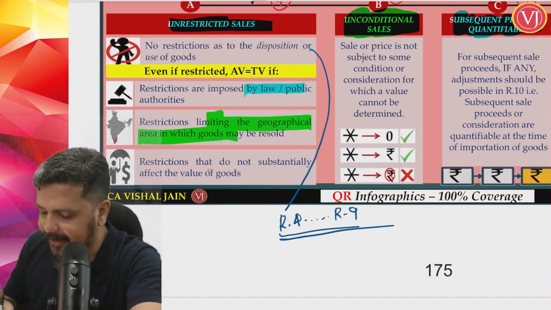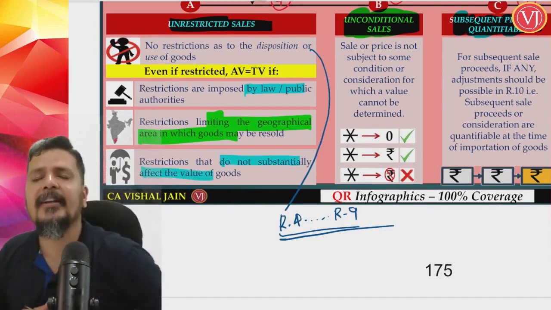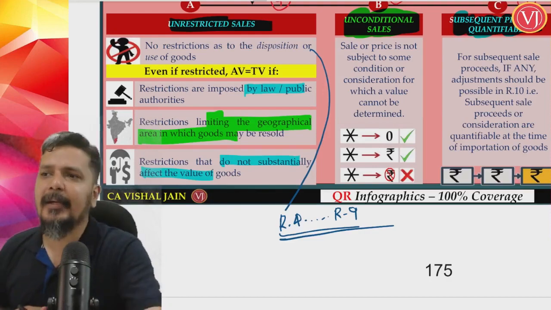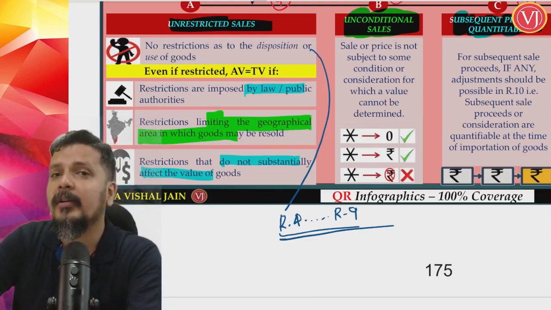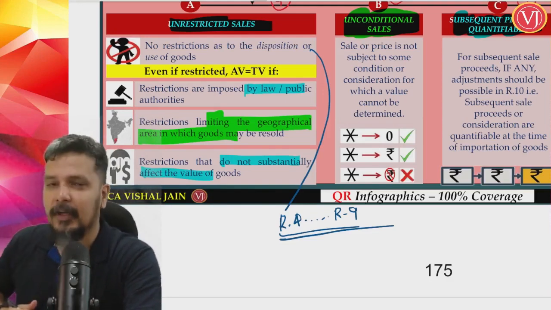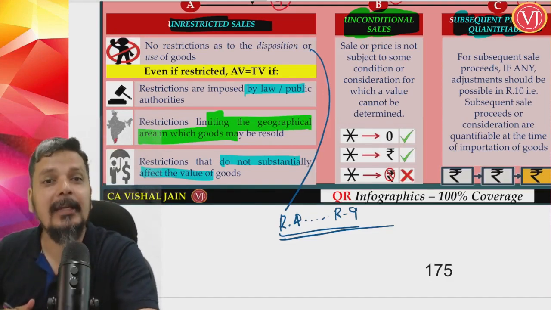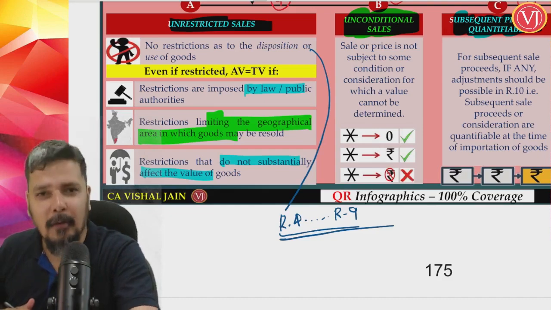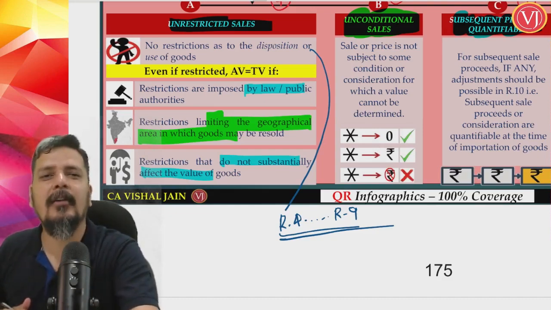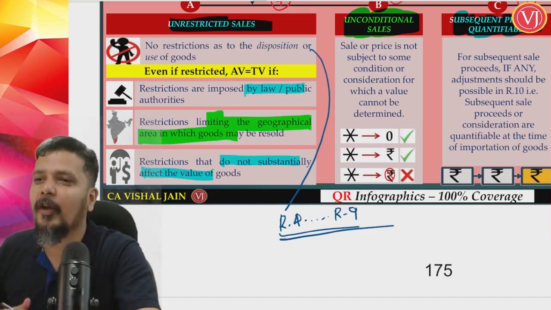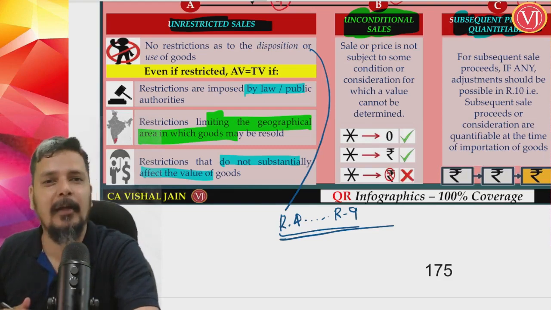Or there is any other restriction which is not affecting the value. The exporter of USA is telling me that you don't reveal these goods till 1st of January. You import and keep the goods. Keep it a secret. This is very common with automobiles, very, very common with mobile phones, especially when you talk about a particular brand, MI mobile phones.